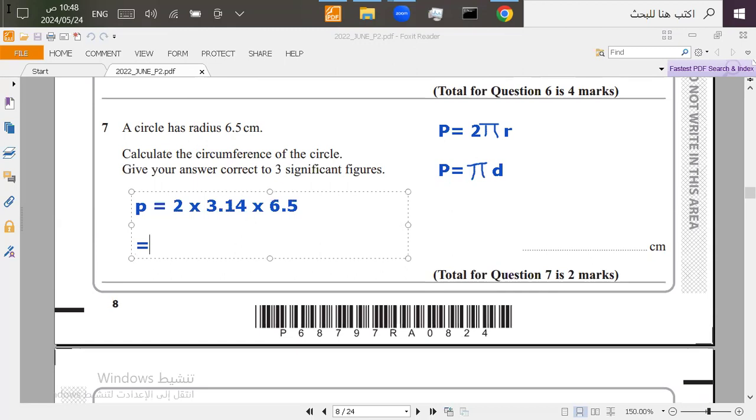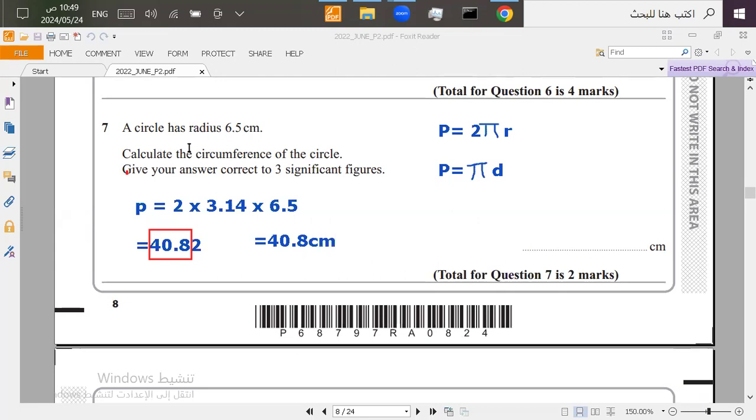Let's multiply it with a calculator here. So 2 times 3.14 times 6.5, and the answer is 40.82. Now, we need the answer correct to three significant figures. It means we're going to round to three significant figures. And as we said before, three significant figures means we start counting from the first non-zero digit. We never start counting from zeros with significant figures. So we start from here, 1, 2, 3. Now we look at the number outside, which is a 2. It's small, so the answer will not be changed. So the final answer after rounding is 40.8 centimeters.